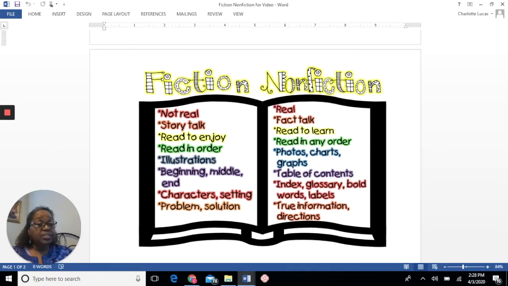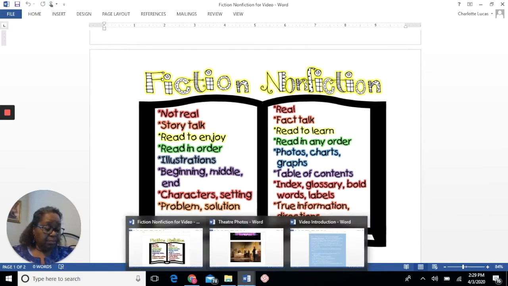The fiction book is not real. It's a story. It has a beginning, middle, and end. It has a character, setting, problem, and solution. A nonfiction book is real talk. There are facts. You're learning new things. There are photos, there are charts, there are graphs. The information is true and is designed to teach you, for you to walk away having learned something new.